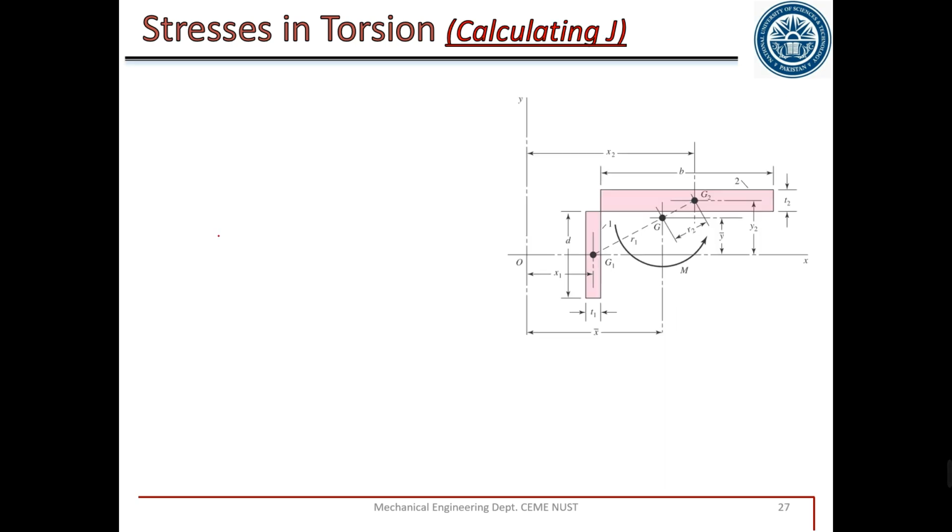And what is J? For example, we will study calculation of J for this simple weld. Let's say T1 and T2 are the throat thicknesses of two weld beads. What is throat thickness? It is 0.707 H1 and 0.707 H2. We have the length of this weld, and the length of this weld. The point G1 is the center of this weld, and point G2 is the center of this weld.